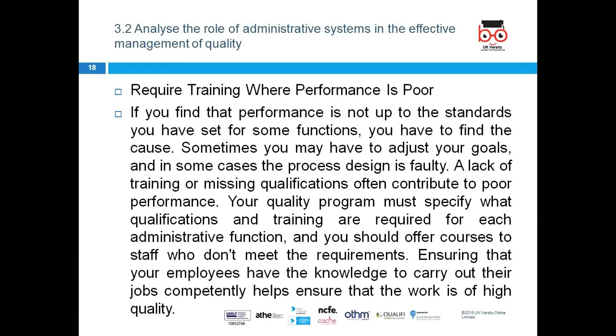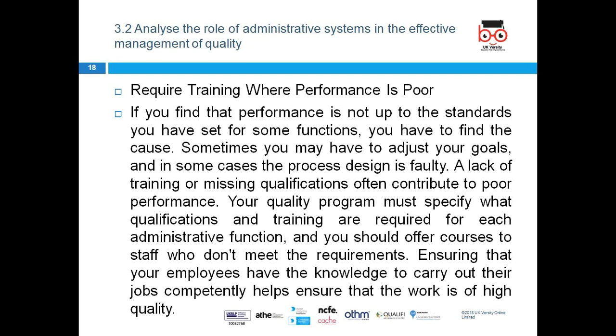Next, we're going to analyze the role of administrative systems: how we can administer them, and ultimately how we can improve the quality. Of course, training is required where the performance is poor. So training is very, very important. If you find the performance is not up to standard, you have to find the cause, and sometimes you have to adjust the goals, and in some cases the process design is faulty.